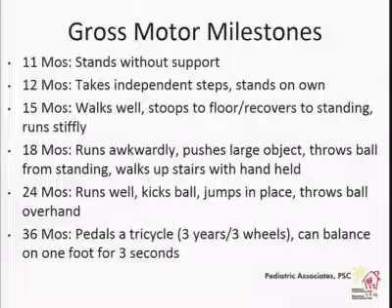24-month-olds typically can run pretty well. They can actually kick a ball, jump in place, and throw a ball overhand. And then 3-year-olds, this one's nice. Think of 3-year-olds can ride tricycles, so 3 years, 3 wheels, and they can also balance on 1 foot for 3 seconds, so 3 and 3.